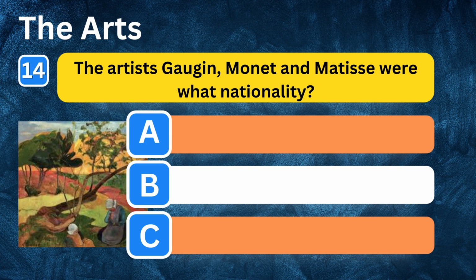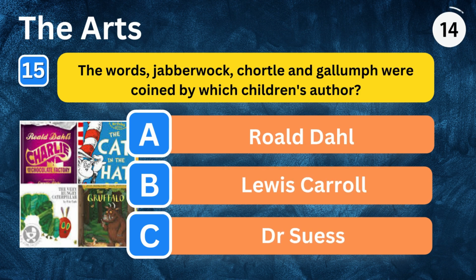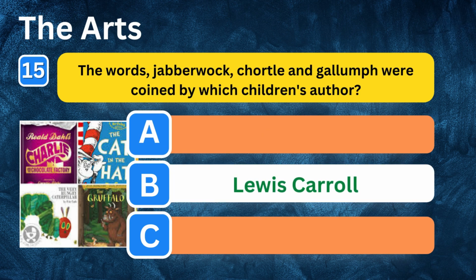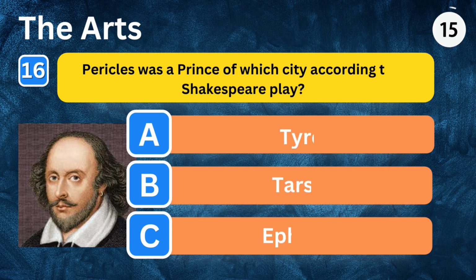Question number 15. The words Jabberwock, Chortle and Galumph were coined by which children's author? Was it Roald Dahl, Lewis Carroll or Dr. Seuss? And the answer was Lewis Carroll. Let's move on to question 16.